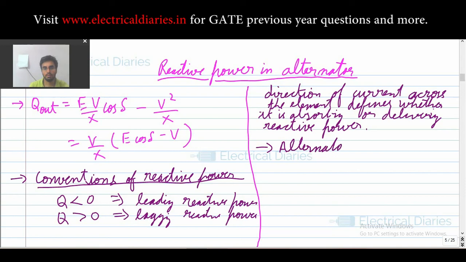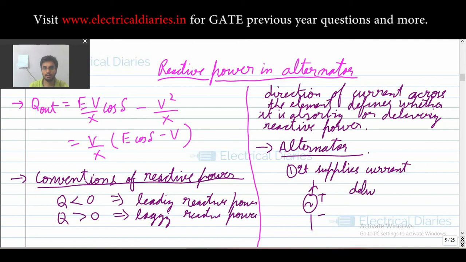In an alternator, its function is to provide current. It supplies current, so it is delivering power. But in the case of a motor, it absorbs current, so that means it is absorbing power.